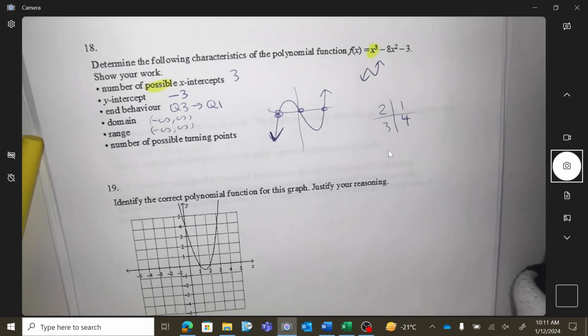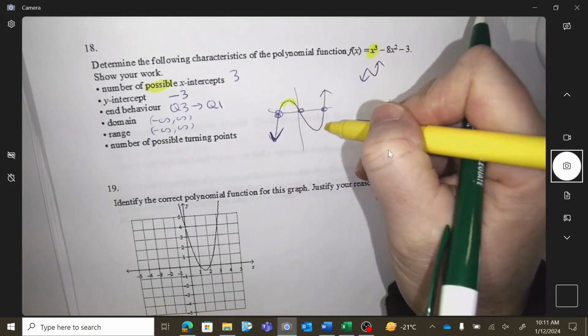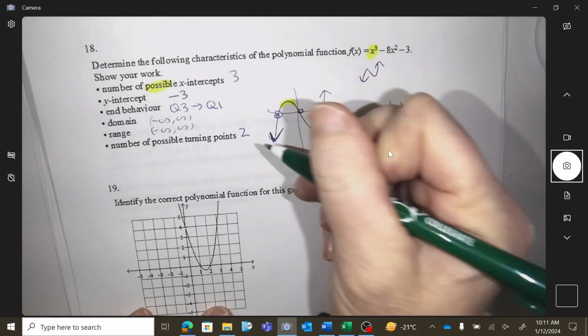How many possible turns could it make? Turns. 2. Yeah. What is a turn? This is a turn and this is a turn. Where you're turning directions. You're going from like an increasing pivot to a decreasing. So it could turn twice.